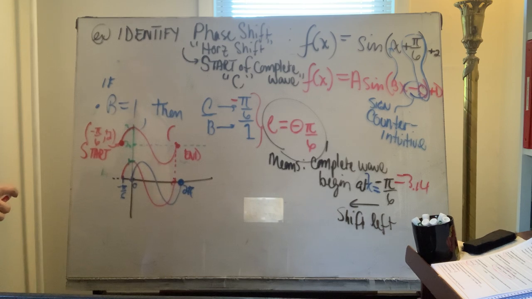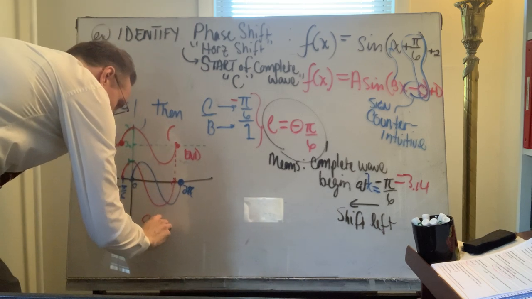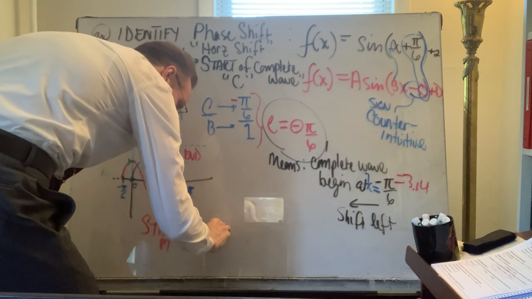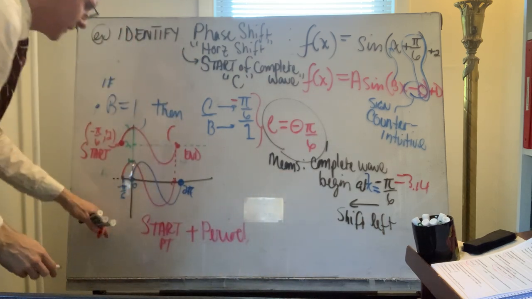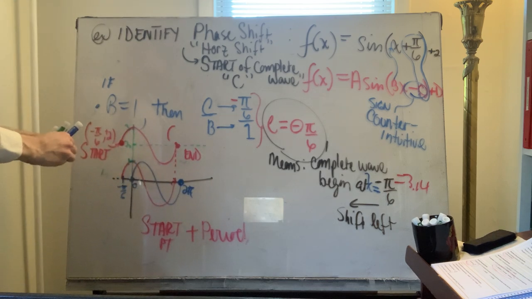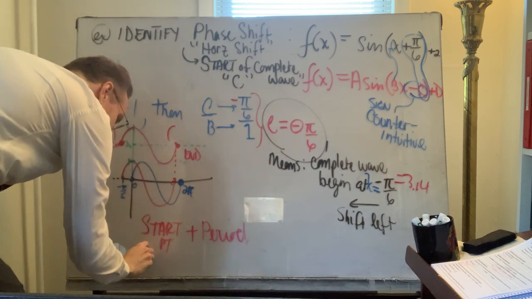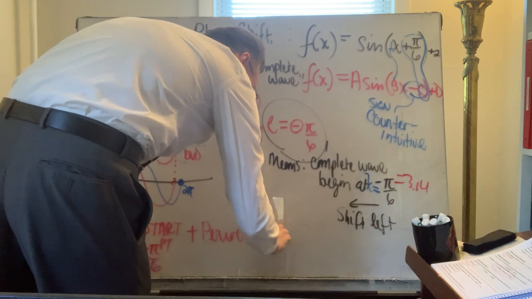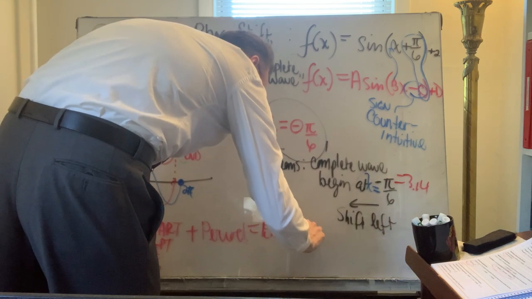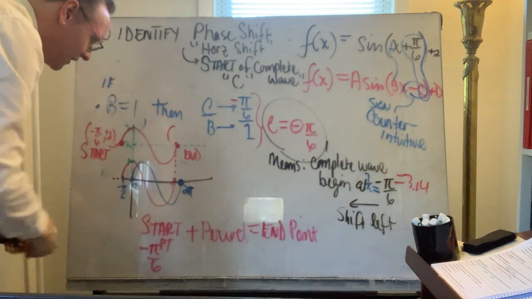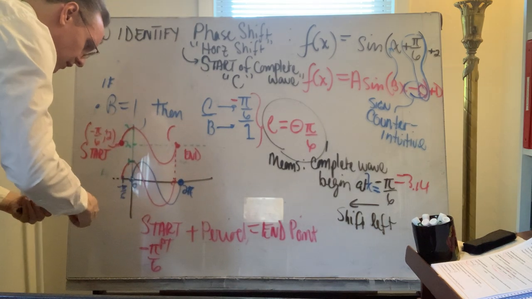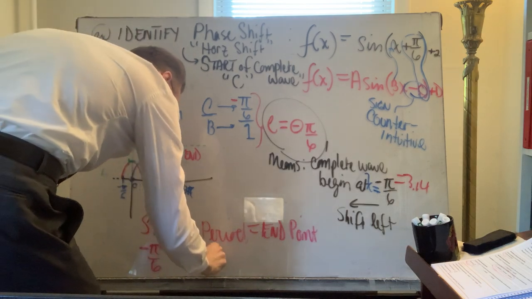But if you figure out what the starting point is, and then you add the period, in any case, just to generalize, it should give you the exact same value. What does that mean? In this case, the starting point is, again, negative pi over 6. This would be equal to the end point. It isn't really ending there because it's an infinite wave, but one complete wave cycle is what I'm talking about. So plus the period of 2 pi.